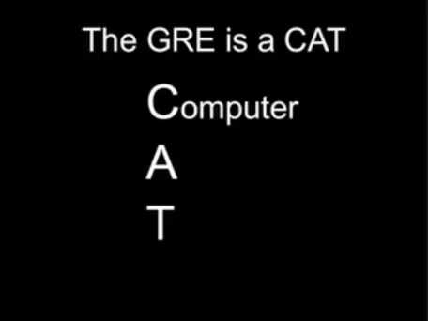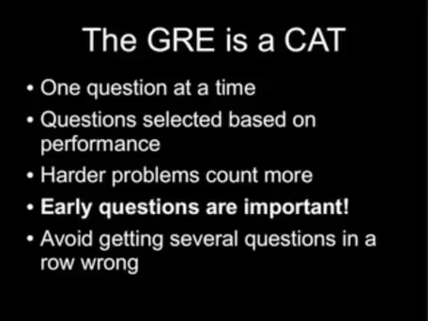The GRE is a CAT. CAT means Computer Adaptive Test. You get one question at a time, and you can return to it later. Every time you get the question right, the computer raises your score, then gives you a slightly harder question. Every time you get a question wrong, the computer lowers your score, then gives you a slightly easier question. Hard problems count more than easy ones.